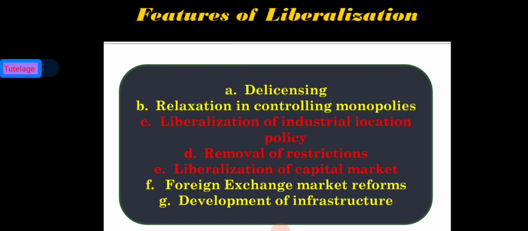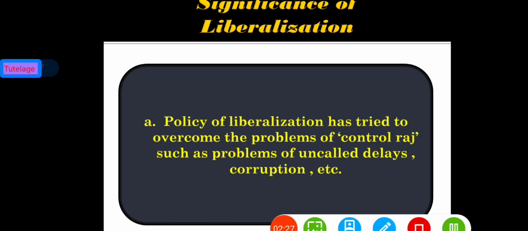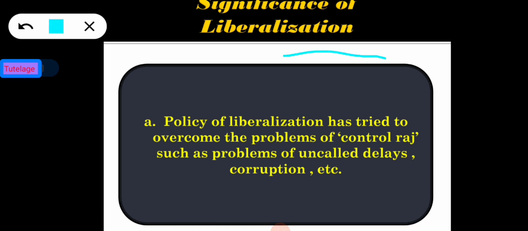So now move on to the next slide, and here we can see the significance of liberalization. The first point: the policy of liberalization has tried to overcome the problems of control rules, such as problems of uncalled delays, corruption, etc. So obviously, one of the most important significances of liberalization is freedom from control in the economy. Free from all control, all licenses, permits, corruption, etc.